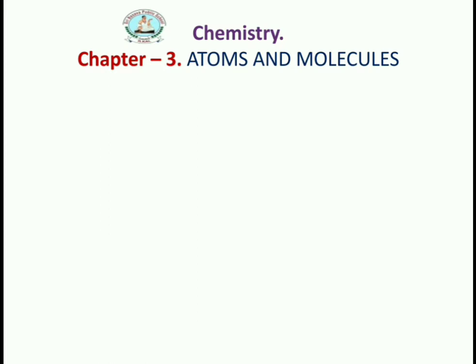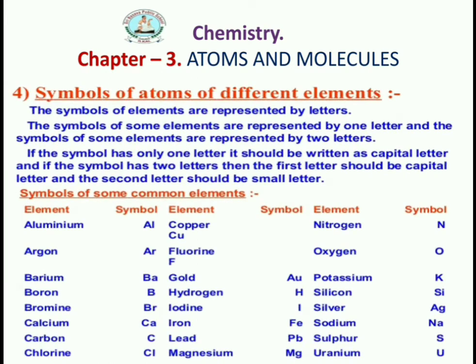We have started a new chapter in chemistry in the previous class. The name is atoms and molecules. We have discussed in the previous class these points: law of combination, law of conservation of mass, law of constant proportions, Dalton's atomic theory and atom. Today we will discuss a new aspect in this chapter, that is symbols of atoms of different elements.